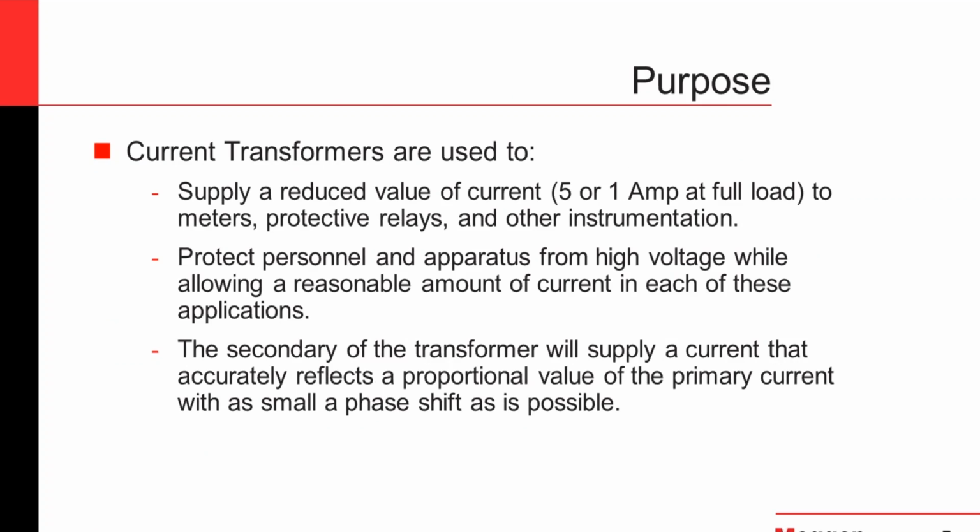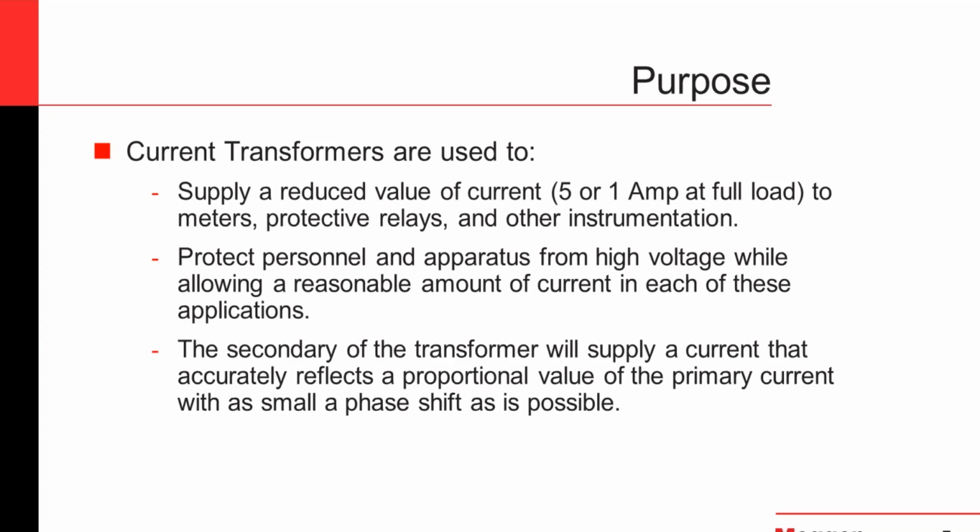That's a very good thing to talk about. One, the first thing that comes to my mind is a CT is used to reduce the value of current, say, for example, 5 amps or 1 amp, as I told you before, at full load, which can be used in the various applications like meters, protection relays, and some other instrumentation as well.